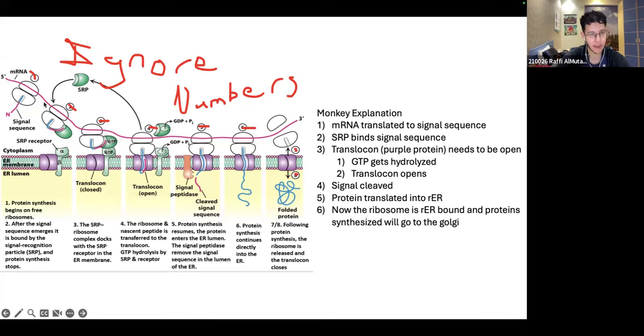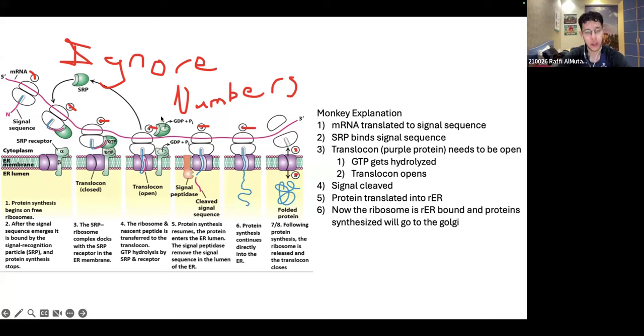Okay, so let's restart. This is the mRNA. This is the protein it's translating. When you translate this mRNA, it makes a signal sequence which attracts the SRP. Now, because it's an SRP, this means that this ribosome will become bound to the rough endoplasmic reticulum. This SRP is going to attract the ribosome to the rough endoplasmic reticulum, and we need to open this channel so that the protein that we're making can go inside the rough endoplasmic reticulum.